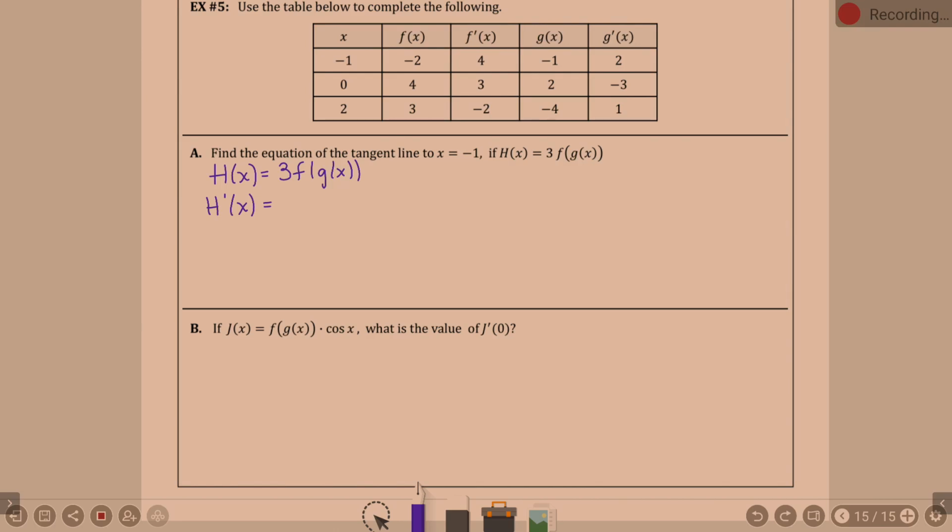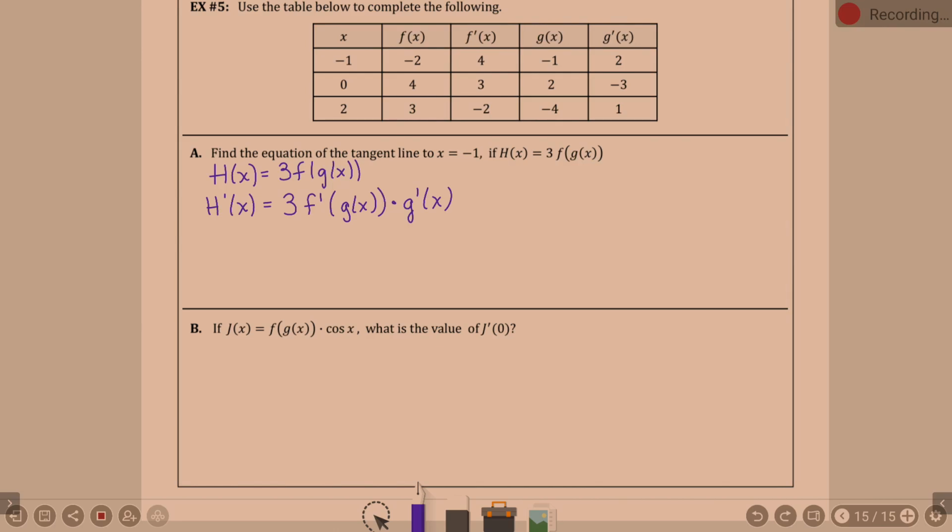What's the outside? 3f essentially. Think of your outside as being 3f of x. That 3 just carries along. So 3f prime of your inside stays the same. So it stays g of x, and then times the derivative of g of x, which is listed as g prime of x.